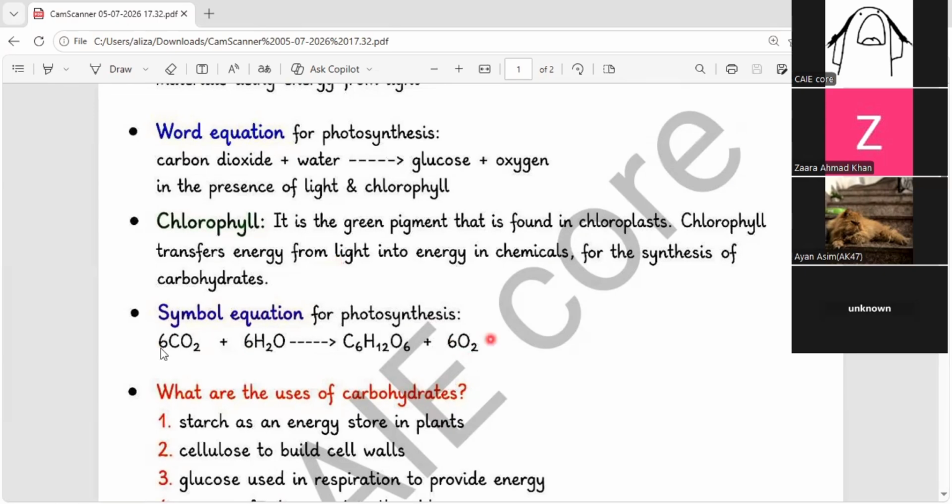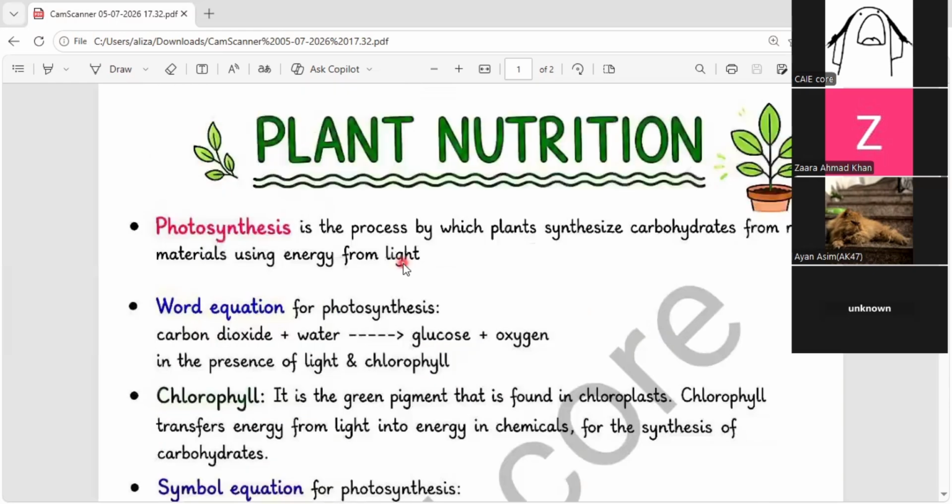All right, so it's better that you learn that there's just 6 before carbon dioxide, water, and oxygen. Then it's easy for you in the exam, you don't have to balance it. And luckily the number is just the same. Okay, 6, 6, and 6. All right, so this was all about photosynthesis.